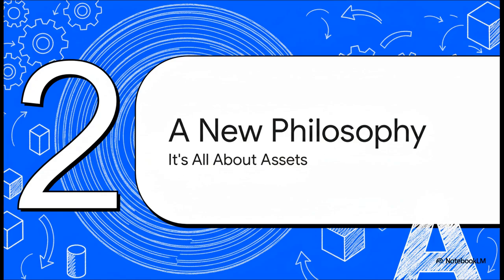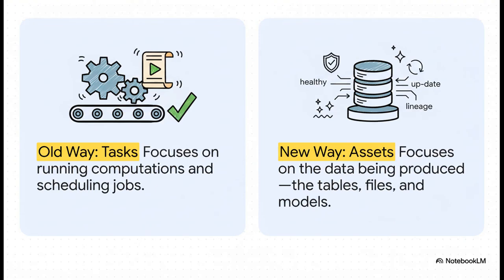Well, this brings us to a whole new way of thinking, and it's all centered around one powerful idea: assets. This right here, this is the core shift. The old task-based way basically just asks, hey, did my script run without errors? But the new asset-based way asks a much, much better question. Was the right piece of data actually produced? Is it healthy? Is it up to date? The whole focus moves from the process to the product.